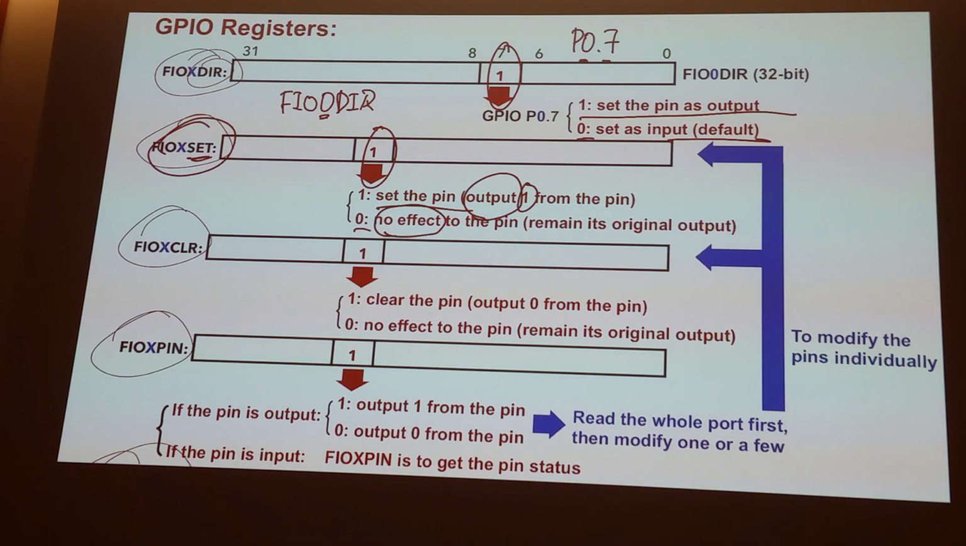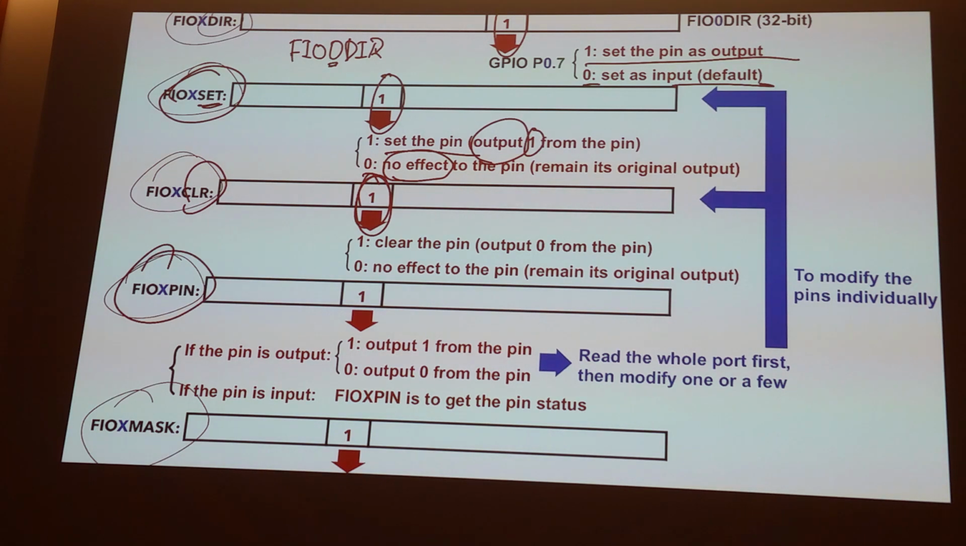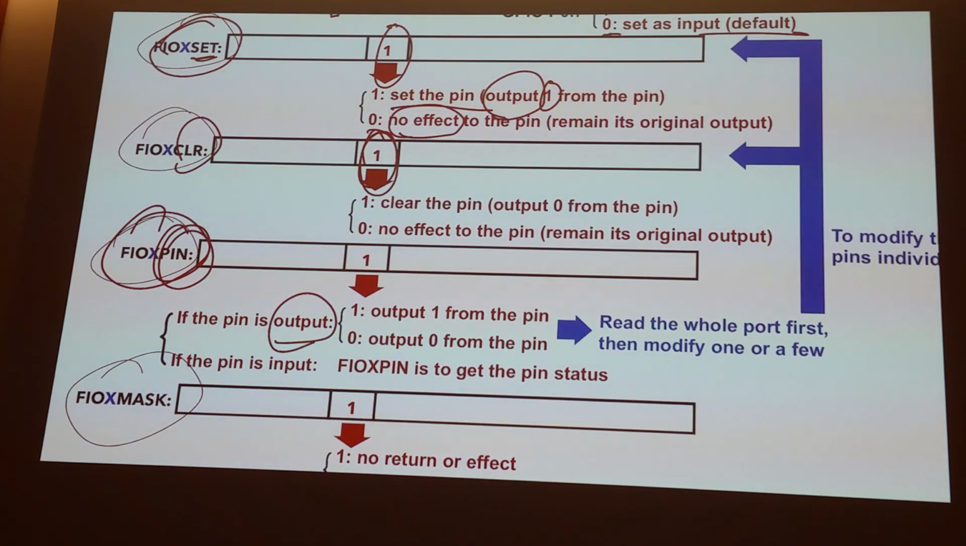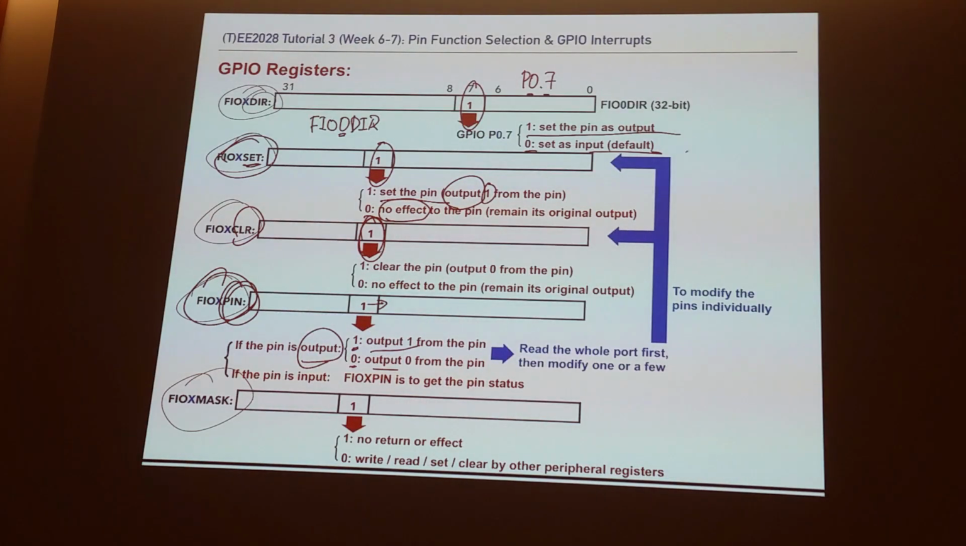There's no effect if you write 0 to the set register. But if you want to output 0, you need to write 1 in the clear register. So we have 2 different registers to control whether you want to output 1 or 0. So separate registers. And you also have the pin register. If you want to just directly tell the pin to output 1 or output 0, you can use this pin register. So if the pin is output, if you write 1 here, it will output 1. If you write 0 here, it will output 0. So it will be a direct effect to output whatever bit you put here. But actually, it's actually setting these 2 registers for you.